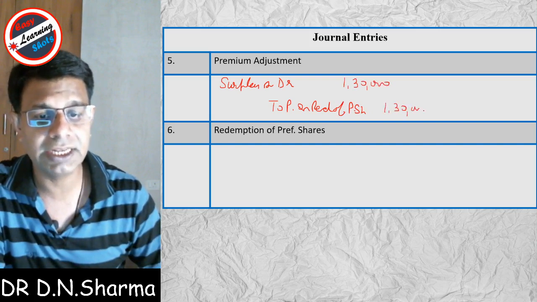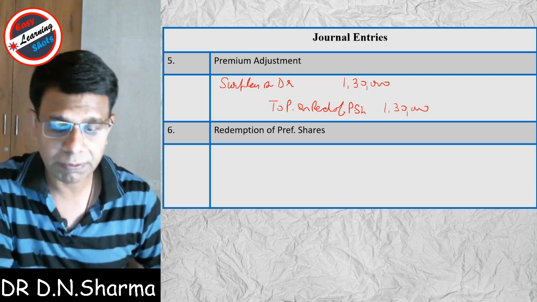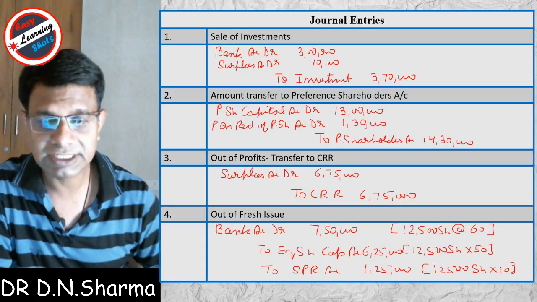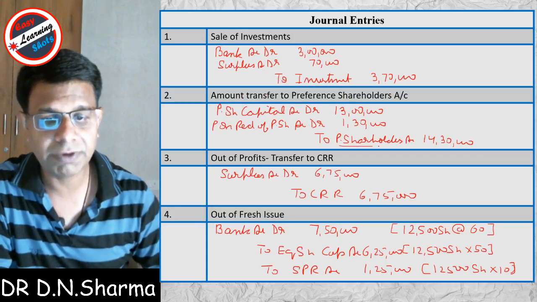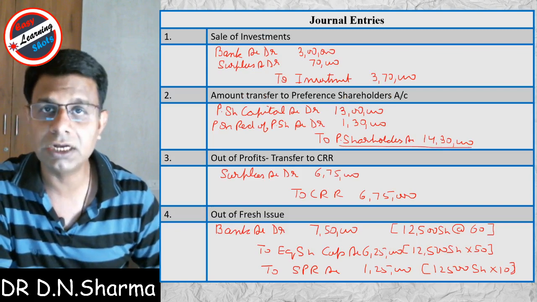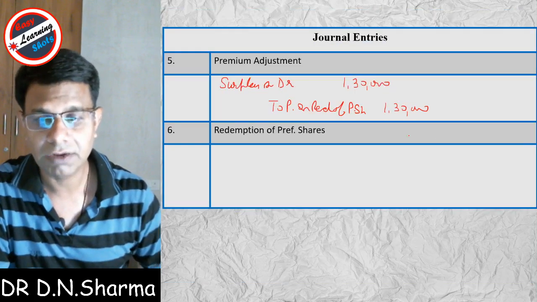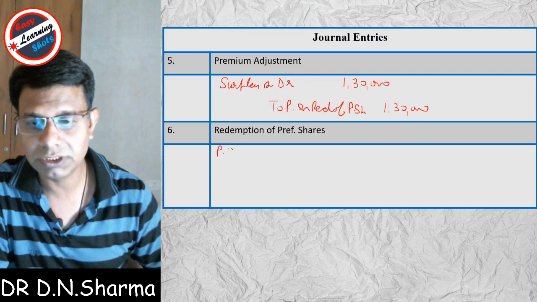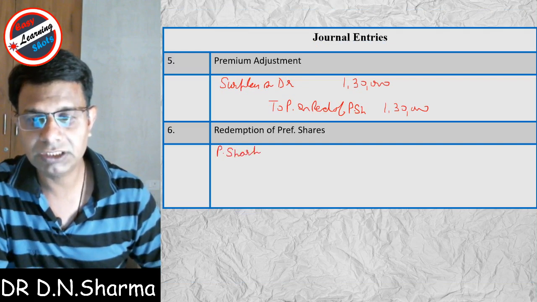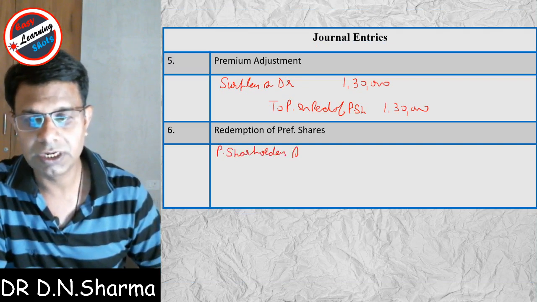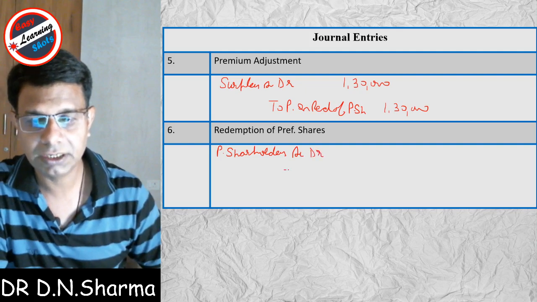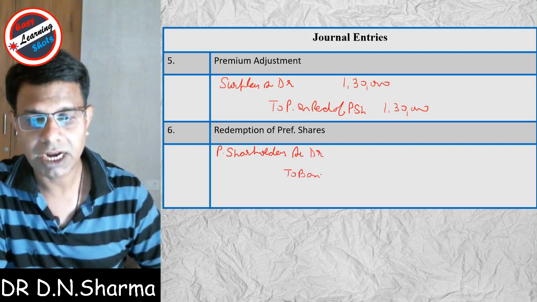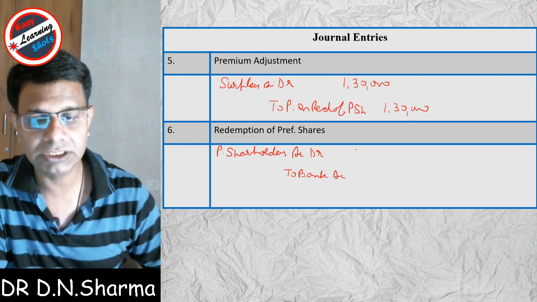Now we do all the adjustment. Now we can easily redeem the preference shares or repay to preference shareholders. In our second entry, we credit preference shareholders with 14,30,000. Now when we pay, we debit preference shareholders account to bank account, and we repay all the preference shareholders, that is 14,30,000.